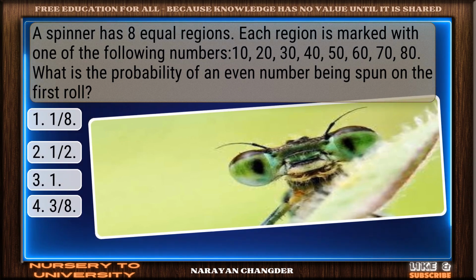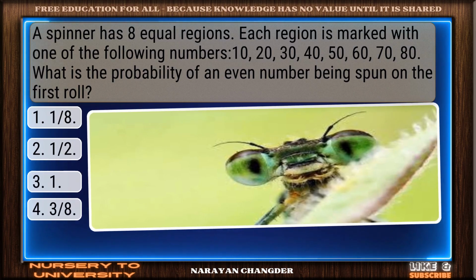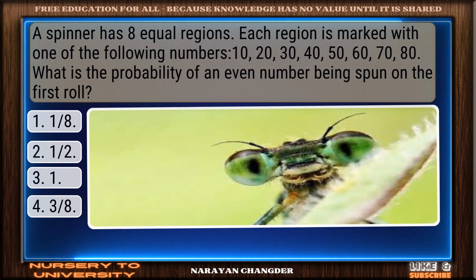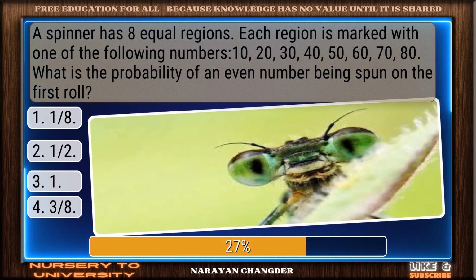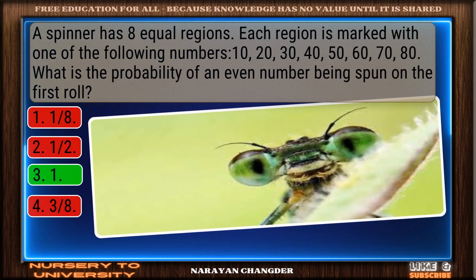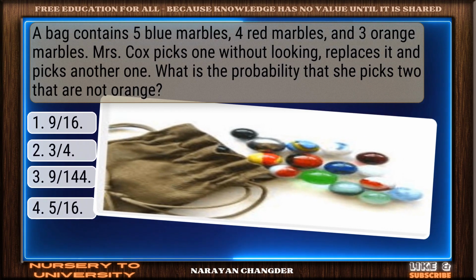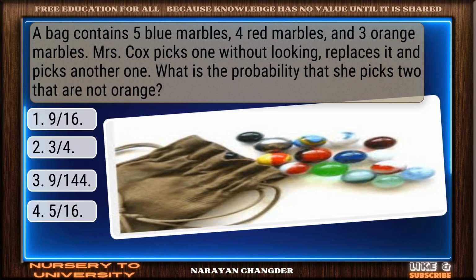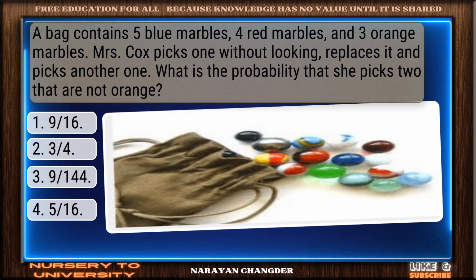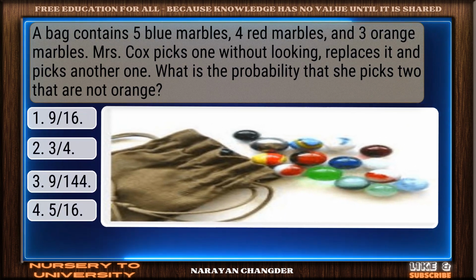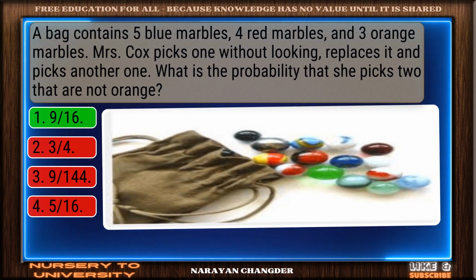A spinner has 8 equal regions. Each region is marked with one of the following numbers: 10, 20, 30, 40, 50, 60, 70, 80. What is the probability of an even number being spun on the first roll? Good thinking. 1 is right. A bag contains 5 blue marbles, 4 red marbles, and 3 orange marbles. Mrs. Cox picks one without looking, replaces it, and picks another one. What is the probability that she picks 2 that are not orange? Correct response. 9/16 is accurate.